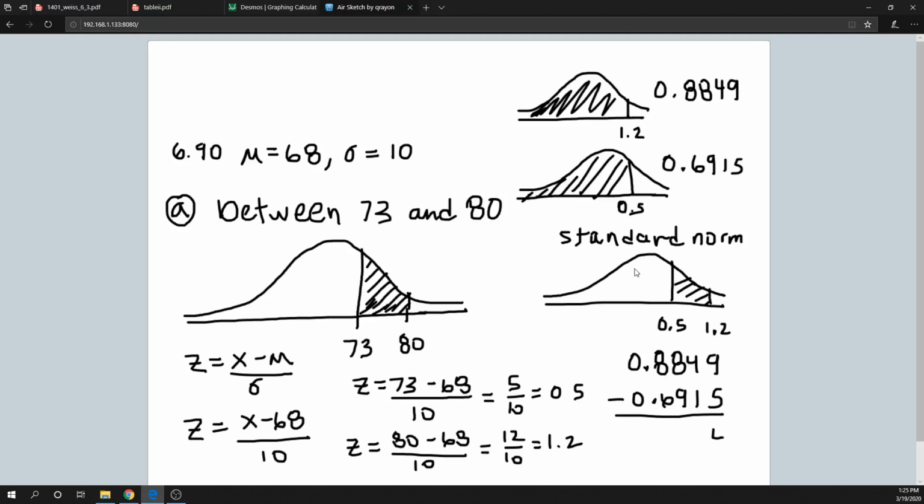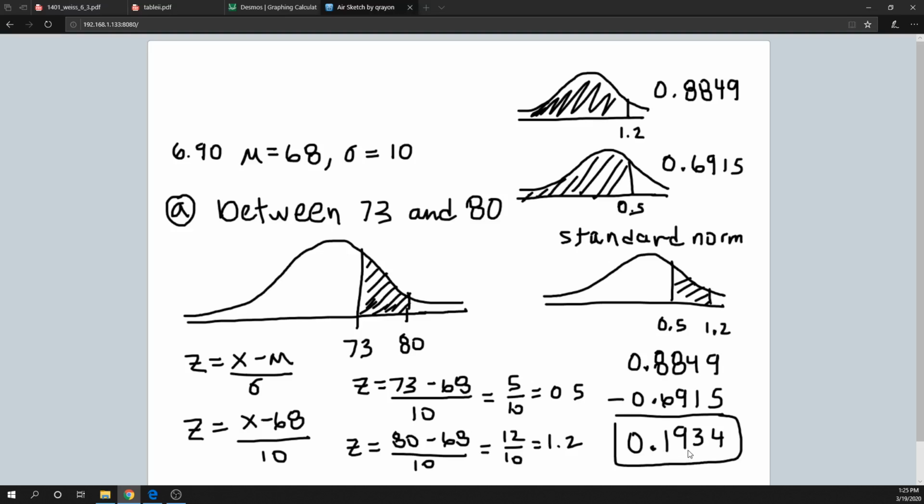All right, so that's going to be 4, 3, 9, and 1, 0 point that. Let's just double check that, make sure it looks okay. Yes, that looks okay. All right, and so the answer on this is 0.1934. That's a probability, as a decimal.